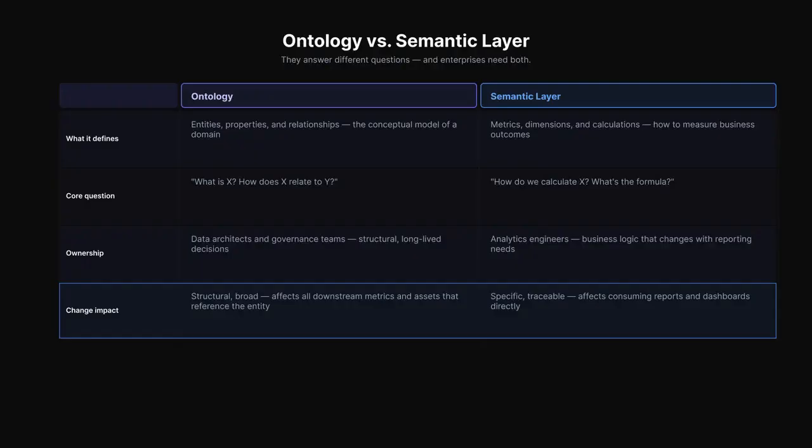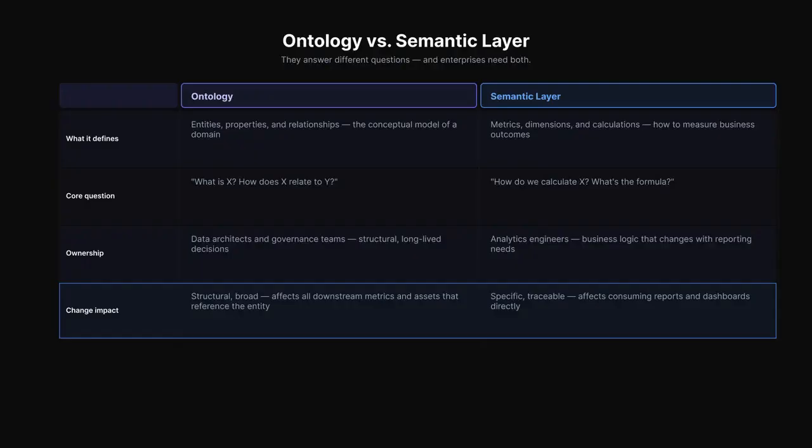Now, when an ontology definition changes, say the business decides that customer now includes free tier users, not just paying accounts, the impact is structural and broad. Every metric that references customer is potentially affected. Every dashboard, every ML model, every report that counts or segments customers needs to be reviewed. That change is high stakes and needs a deliberate governance process.